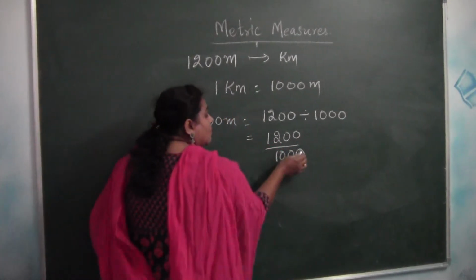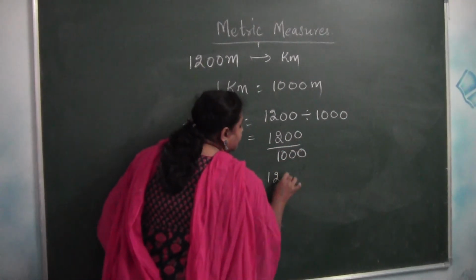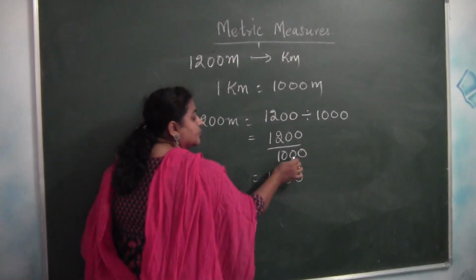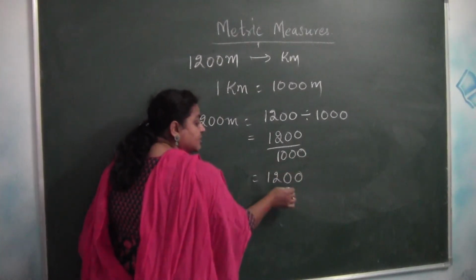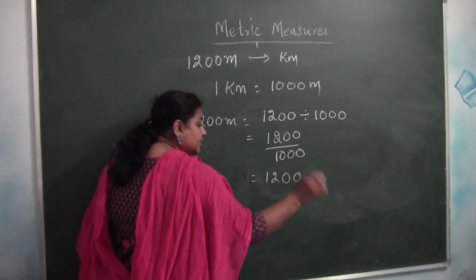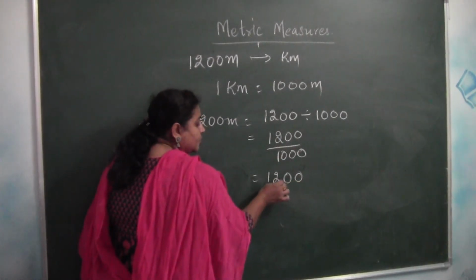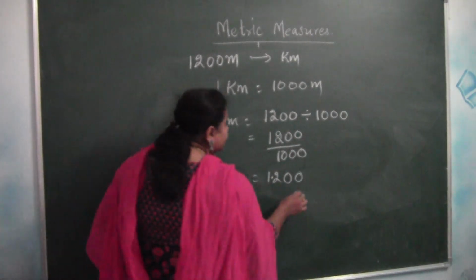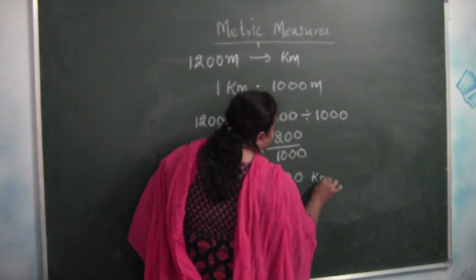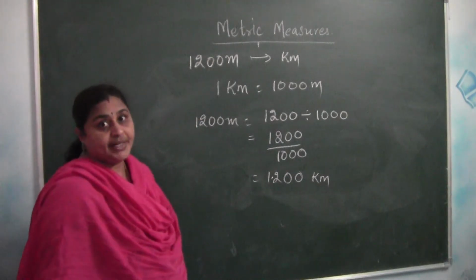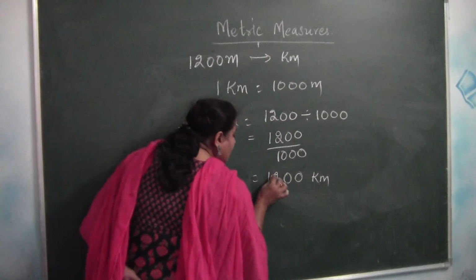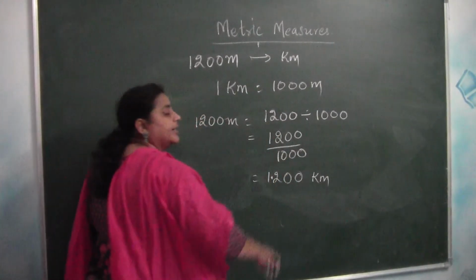Now see, first write 1200 as it is. How many zeros do I have? 1, 2, 3. It means the decimal will be placed before 3 digits. 1, 2, 3, point. 1.200 kilometers. That's it. And what is this decimal doing here?